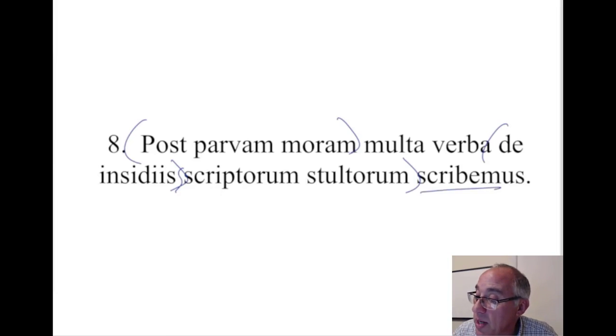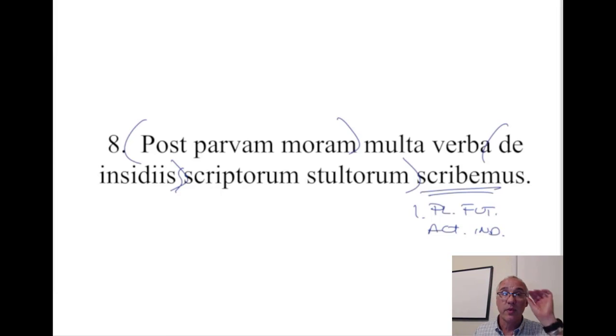Now we get to the verb scribemus. First person plural, future, active, indicative. We will write. There we go. The reason I say something, something, something is because I want you to get to the verb. I want you to get your core of the sentence. Then you can throw in these prepositional phrases, the post parvam moram. That's not your core of your sentence. Don't worry about it. Don't overwhelm yourself with all these words. Let's get to the heart.